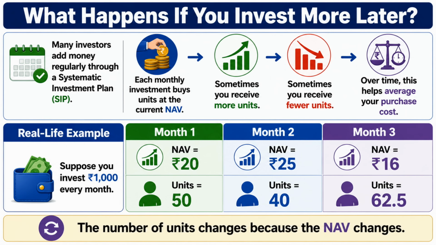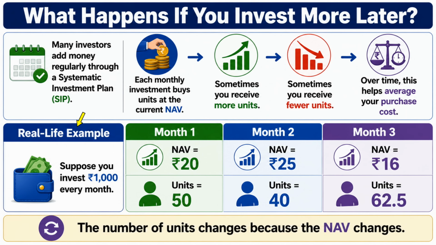What happens if you invest more later? Many investors add money regularly through a systematic investment plan, which is SIP. Each monthly investment buys units at the current NAV. Sometimes you receive more units, sometimes you receive fewer units. Over time, this helps average your purchase cost.